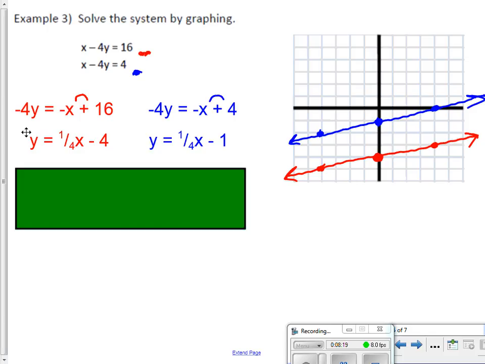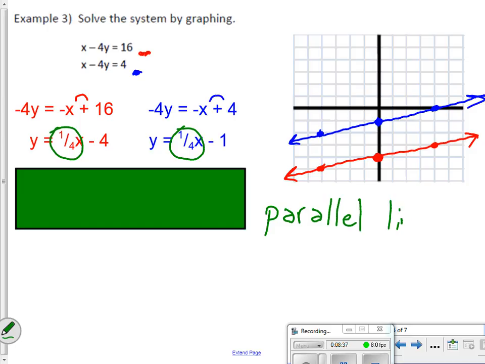In this case, we would say that it's an inconsistent graph because our lines are parallel. And a nice easy way to check that is our slopes are both 1/4. So we have the same slope, so that makes a parallel line, which means it is an inconsistent system. So there are no solutions in this case.